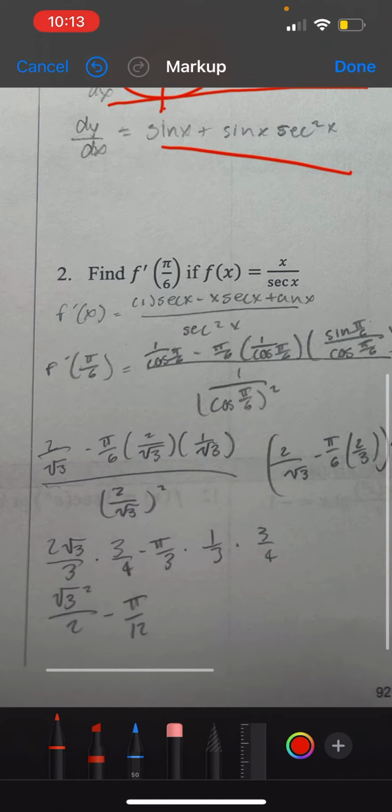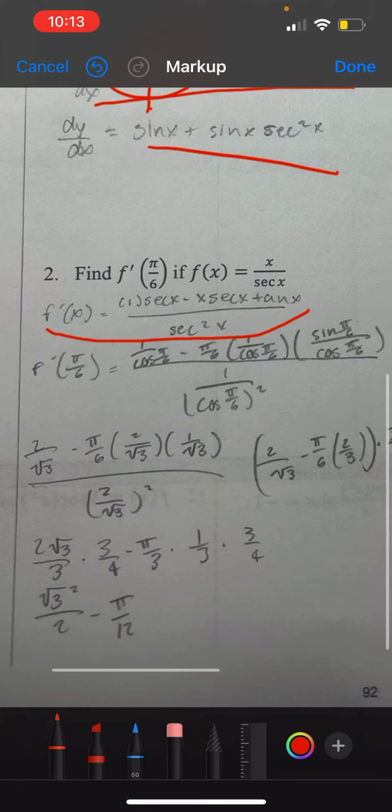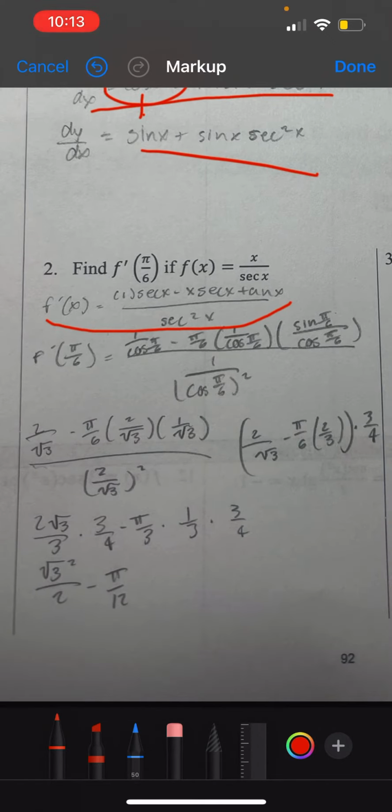After that, find f prime of pi over 6 if f of x equals x over secant x, right? So we use the rules for f prime, right? And after that, I use my knowledge of the unit circle to help, so I just plugged in pi over 6 in here.